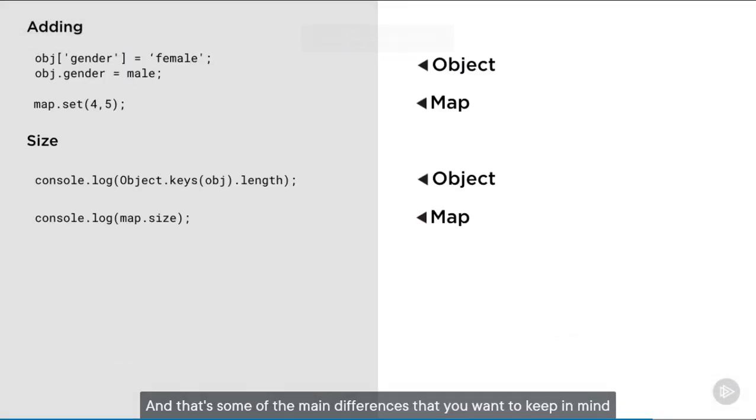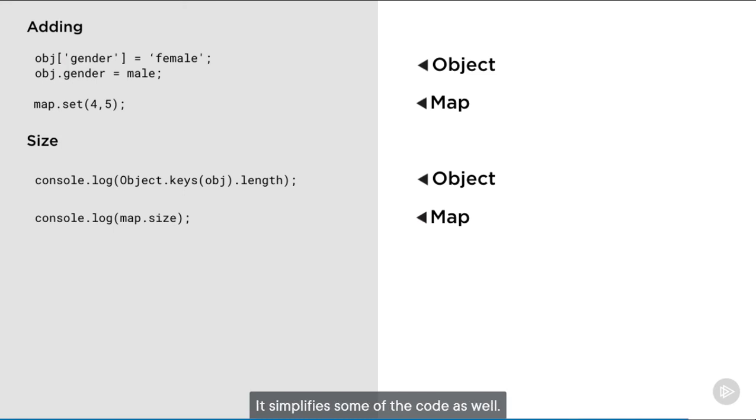And that's some of the main differences that you want to keep in mind when you're using maps over something like objects. You get access to these additional methods that you don't have with an object. It simplifies some of the code as well. It is faster to use. And so that's really some of the main differences why you'd want to use a map over an object. So in the next video, we're going to go ahead and dive into what some of the differences between a map and a weak map are, and then we'll go into actually using the weak map and explore how to go in and create a weak map.